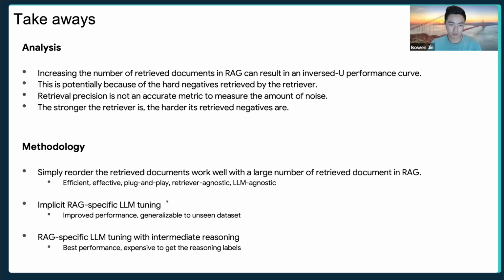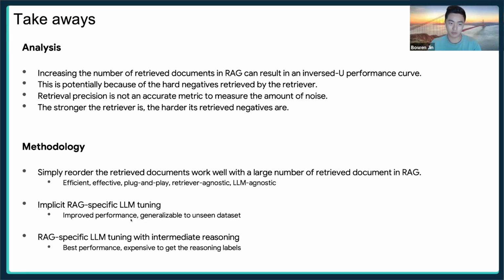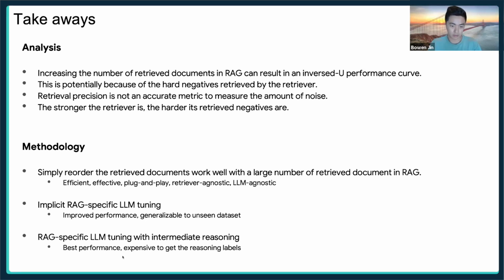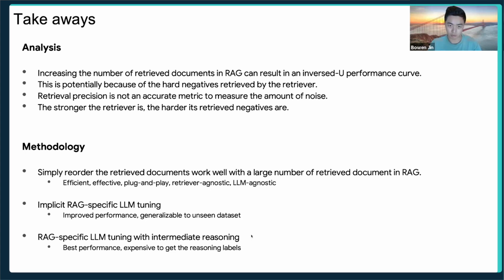The second solution we propose is implicit RAG-specific large language model tuning. We find that it can absolutely improve the performance, and it can generalize to some unseen datasets. And lastly, we propose RAG-specific LLM tuning with an intermediate reasoning step, and it contributes to the best performance. But a bottleneck is that it is sometimes very expensive to get the reasoning labels.